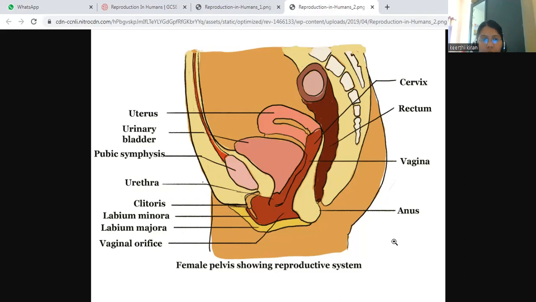Now, what is the use of the fallopian tube? The fallopian tube is a duct. Like the vas deferens in the male body, the female body has the fallopian tube, a duct used to carry the egg from the ovary to the womb. The two oviducts unite together to reach the uterus. See, this red colored thing is the fallopian tube.